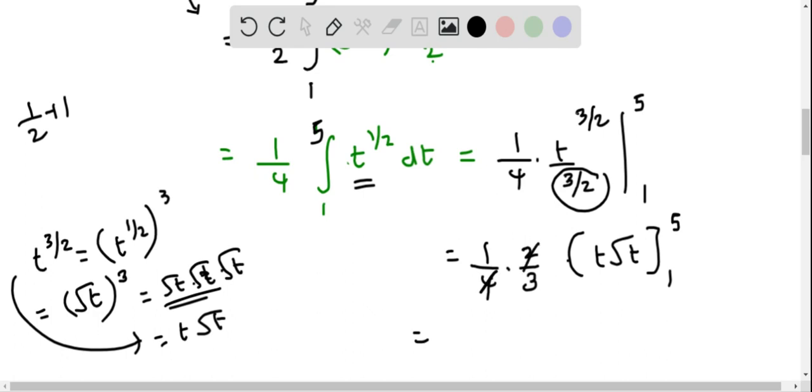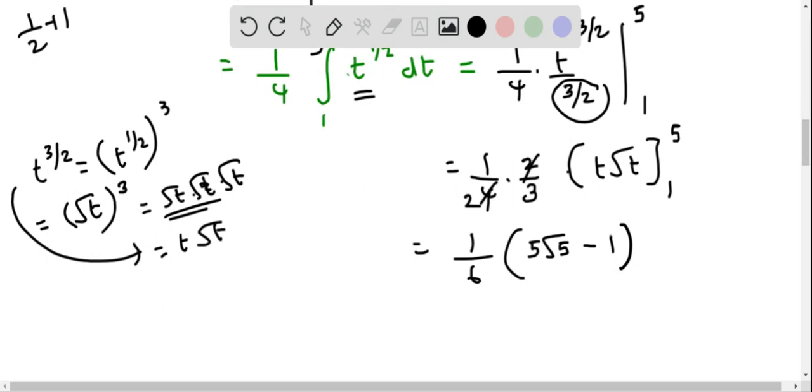So we can cancel this 4 with 2 as 2 times, so this becomes 1/6, since 2 times 3 is 6. And we will apply the upper limit. So this becomes 5 times root 5, minus, when we apply the lower limit, 1 times root 1. Root 1 is 1, and 1 times 1 is 1. So when we apply the lower limit, we get the value 1. So this is the final expression, the final value, that is the average value of the function.